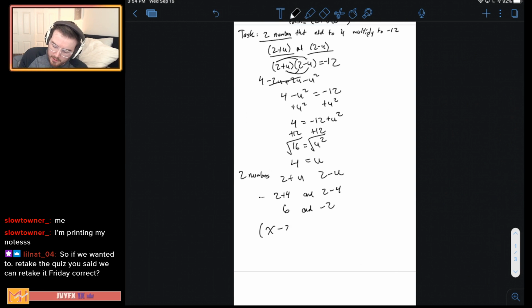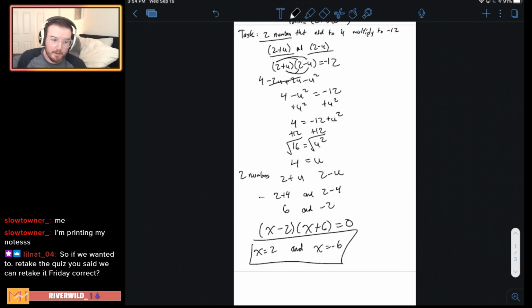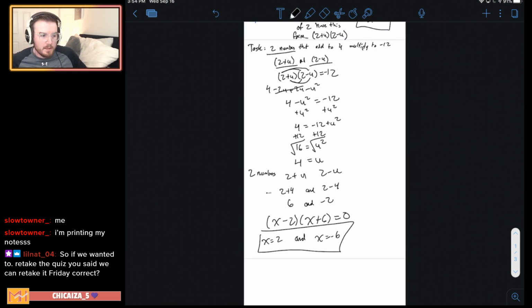X minus 2 times x plus 6 equals 0. So therefore, our solutions are 2 and negative 6. Because again, what makes this 0? This factor needs to be 0. So when I plug in a 2, 2 minus 2 gives me 0. 0 times anything is 0. Okay, so that might have taken me too long on that one. I might have over-explained a little too much.